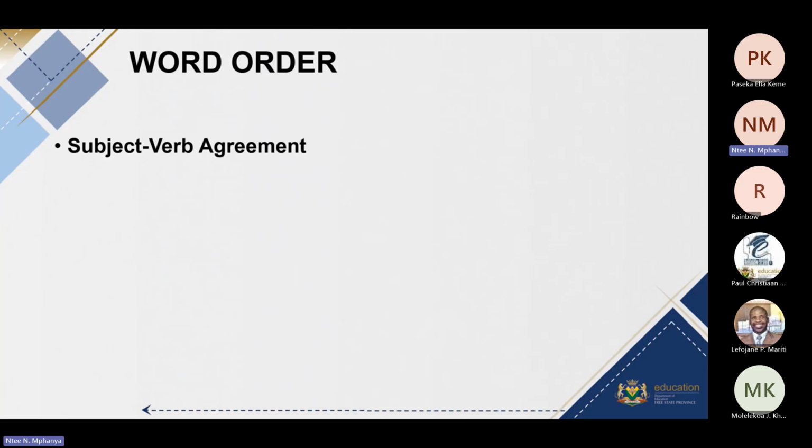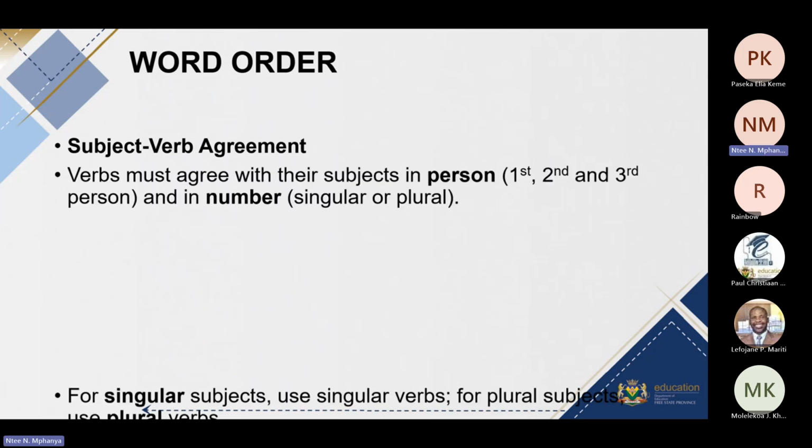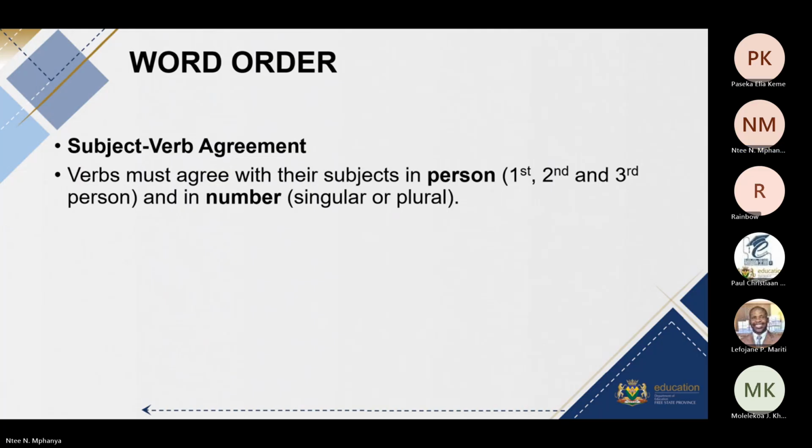Then you must look at the following word order. You must understand the following word order in order to identify a verb in a sentence. The subject-verb agreement. Verbs must agree with their subject in person, the person we talk of, the first person, the second person, and the third person. And in number, singular and plural. Therefore, two conditions must be met there. The first one is they must agree with their subject, condition number one, in person, and number two, in number.